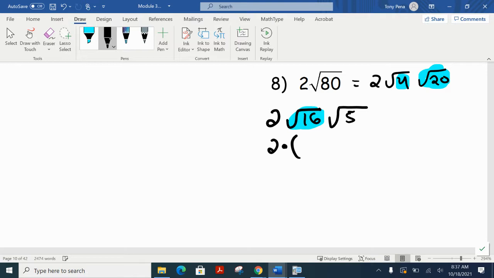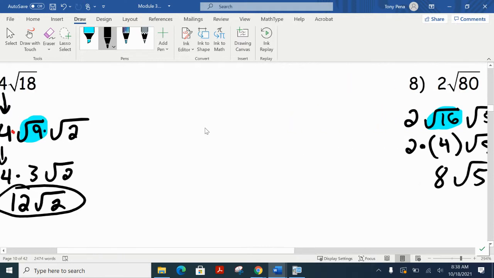This then is 16 times, what is the square root of 16, Julia? 4. And then the root 5 you can't do anything with. So ultimately, we end up with an 8 in front and then square root of 5. All right, got all that?